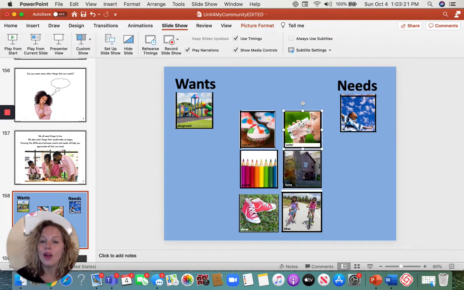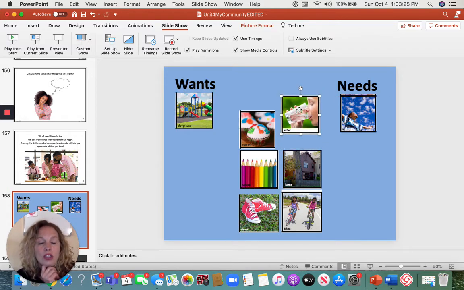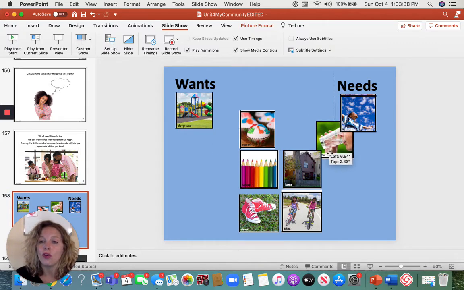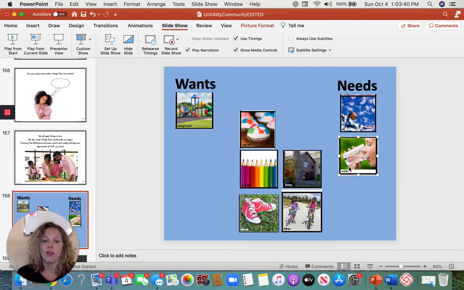All right, what about water? Do you think we need or want water? Sometimes both. Sometimes Miss Kelly needs water and I want it. But we do need it to live. So let's move it over to our needs. So we know that we need air and water.